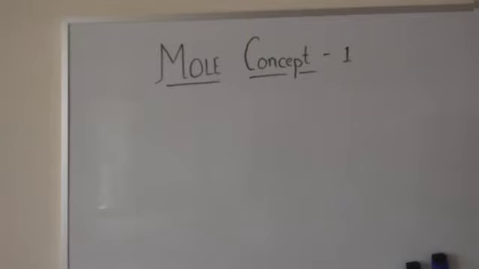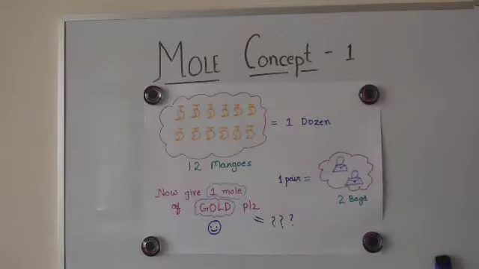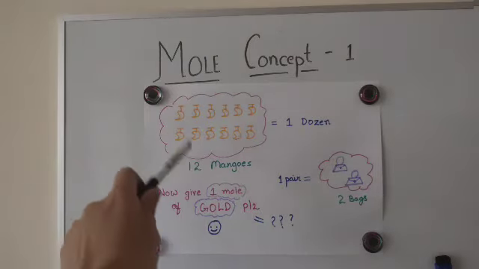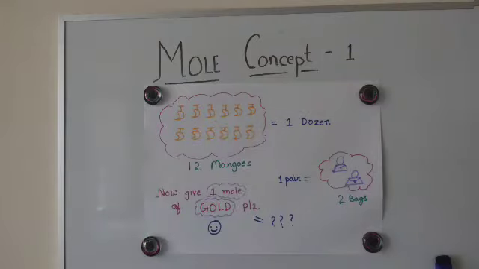Let's start the video. Suppose you are going shopping to buy 1 dozen mangoes. What will you say to the shopkeeper? You will say, give me 1 dozen mangoes. He will give you 12 pieces of mangoes, which make 1 dozen. Now, I want to buy bags. I will say, give me a pair of bags. Then the shopkeeper will give me 2 bags, which make 1 pair.